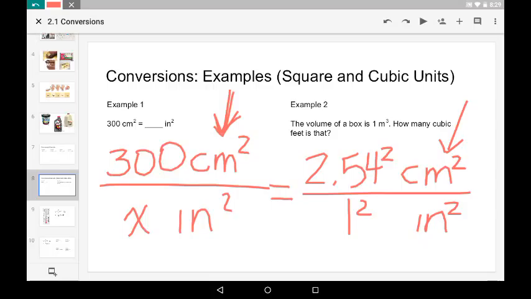Once you cross multiply this, you're going to have X is equal to 300 times 1 squared, which is just 1, divided by 2.54 squared. Make sure you square that number. So if you type it into your calculator, you'll be typing in 300 divided by 2.54 squared. Okay, and then once you do that, you will get an answer of 46.5 square inches. Okay?